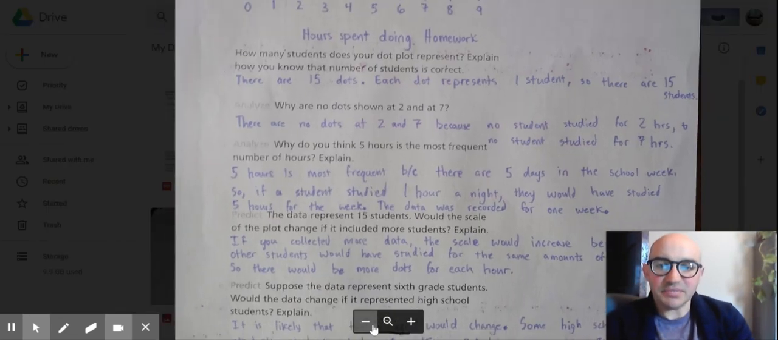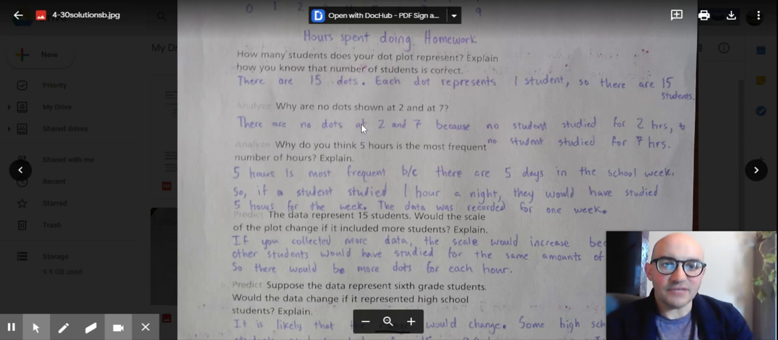I'm just explaining my thinking, just doing a whole lot of thinking about this dot plot. What does it represent? Why did I create it in the way that I did, and so on. So let's get into it.